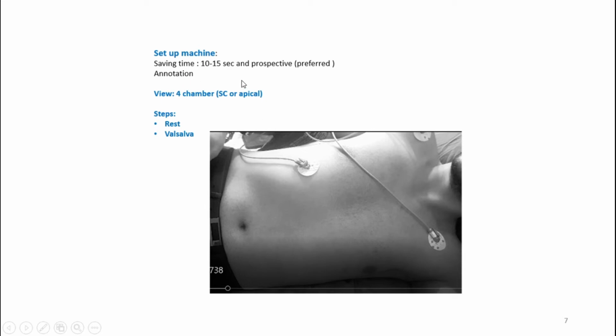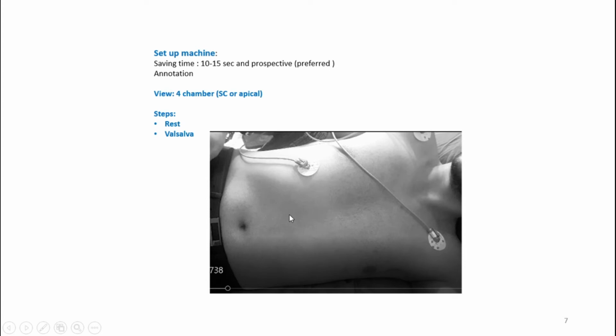We go and set up our machine. Since we are recording as a clip, we set the recording time for 10 to 15 seconds. But with the Valsalva that we do in the next step, it's better to set the recording time between 15 to 20 seconds. And we record in a prospective manner, but if you are comfortable, you can record retrospectively. And then we annotate, for example, we put bubble slash rest.